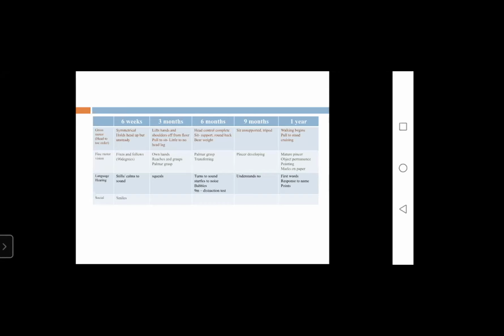Now, social: at about 6 weeks, they'll have a social smile. So if you smile at the baby, the baby will smile back at you. Between that and about 6 months, they start to laugh, they start to squeal. At about 7 to 9 months, they start to have stranger anxiety. So if they see somebody that they don't know, they'll be more wary.